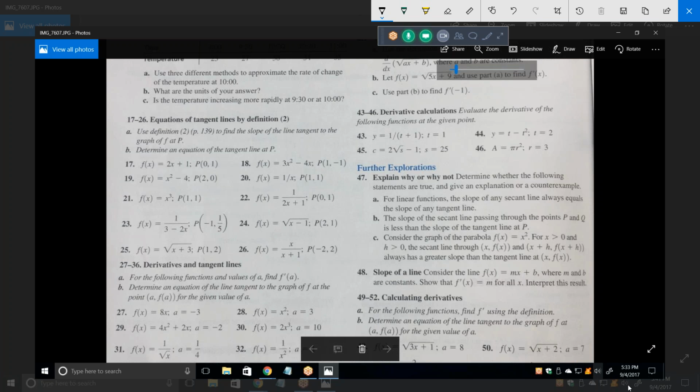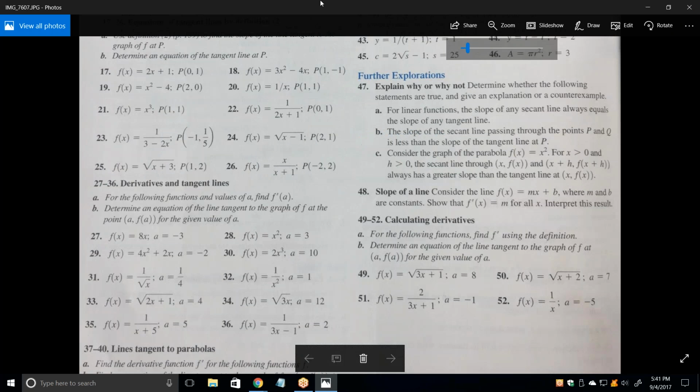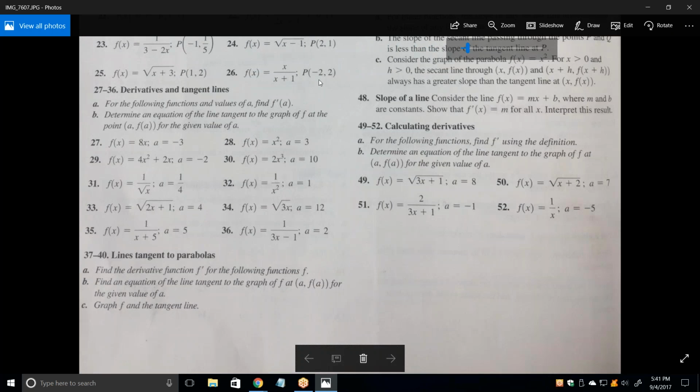What's next? After 9? The next one is 33. Okay. If they're only going to have you do one of those, that's fine with me. I don't like those anyway. All right, let's look. For the following functions and values, find f prime at a. Okay. Doesn't ask you how to do it. If we're going to get through all of these, we need to do it the easy way.